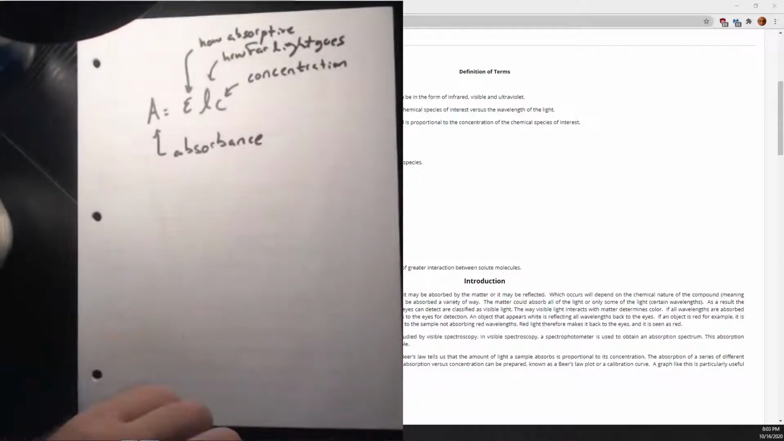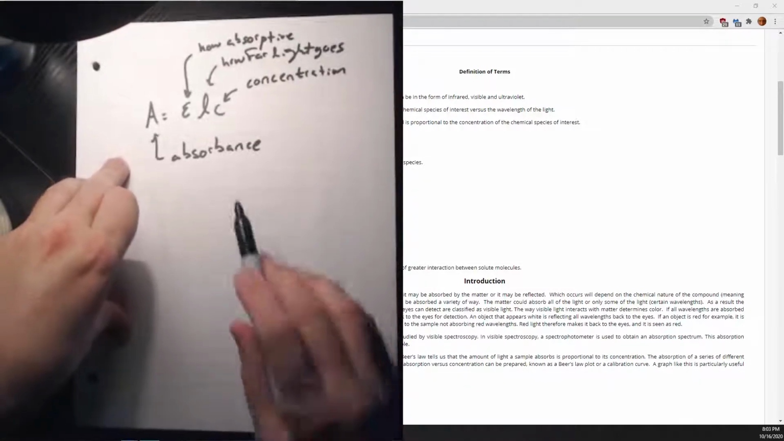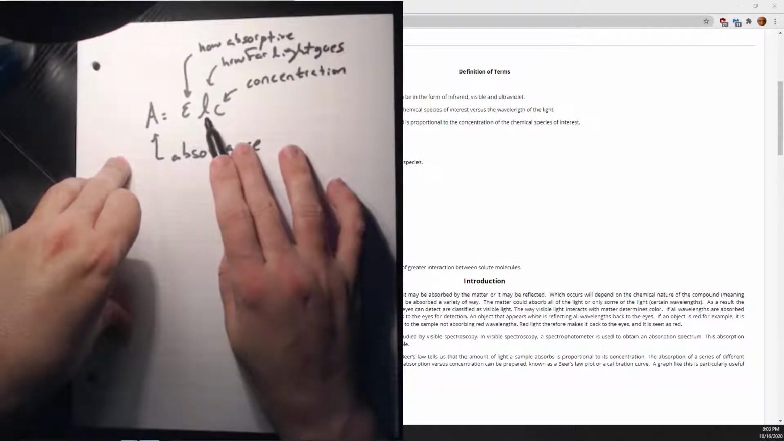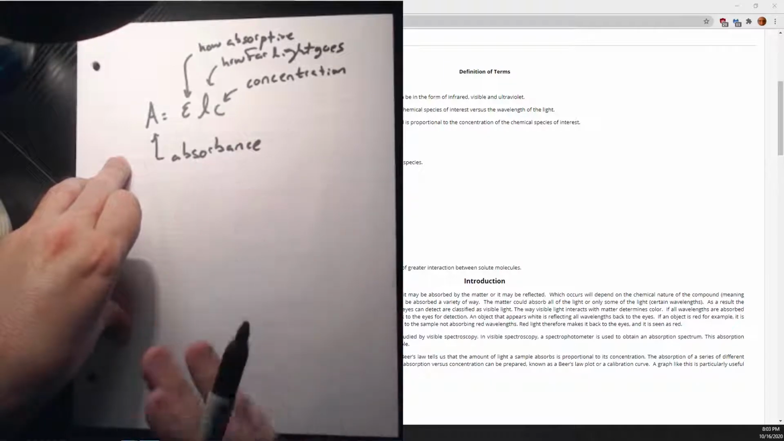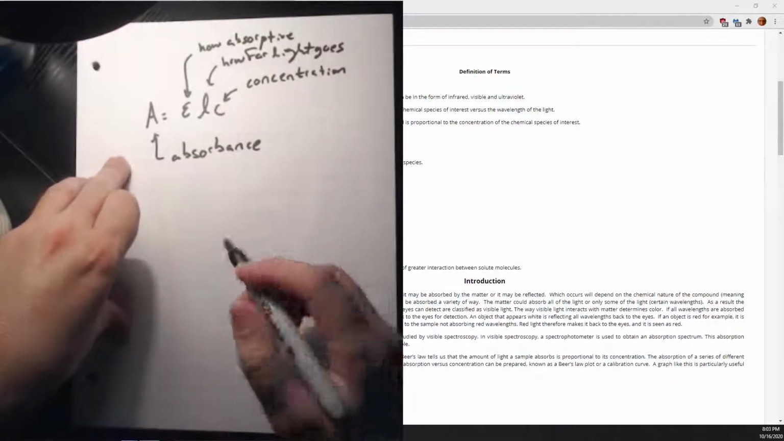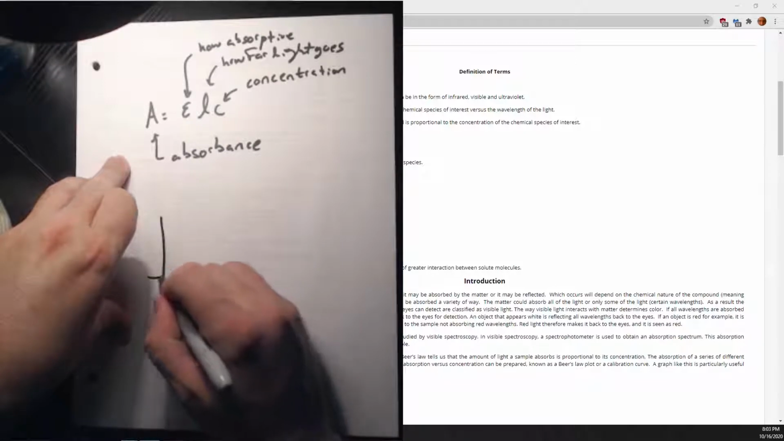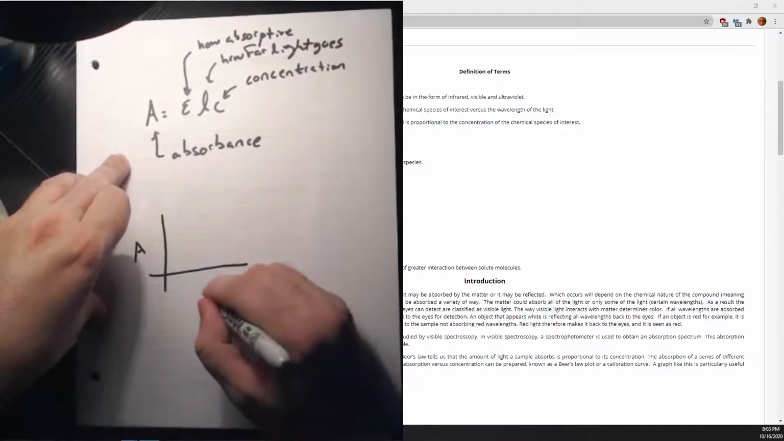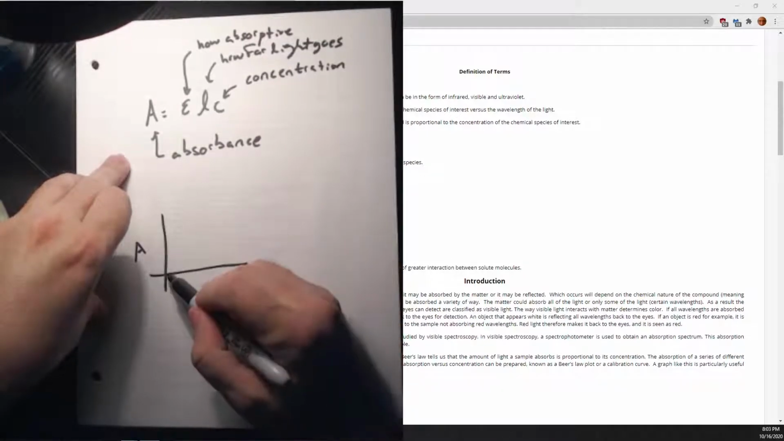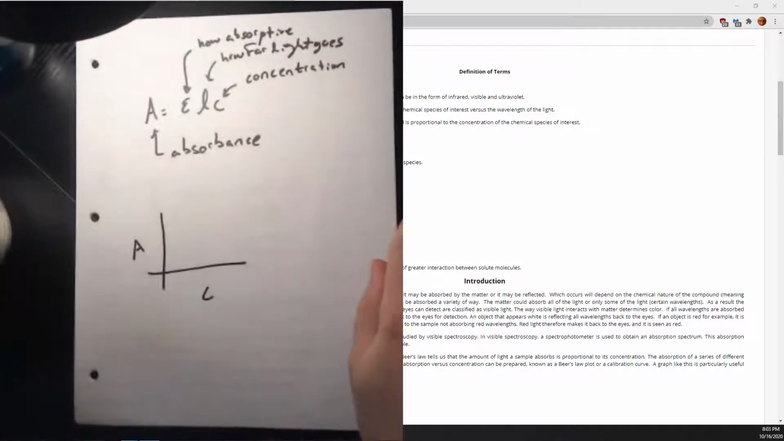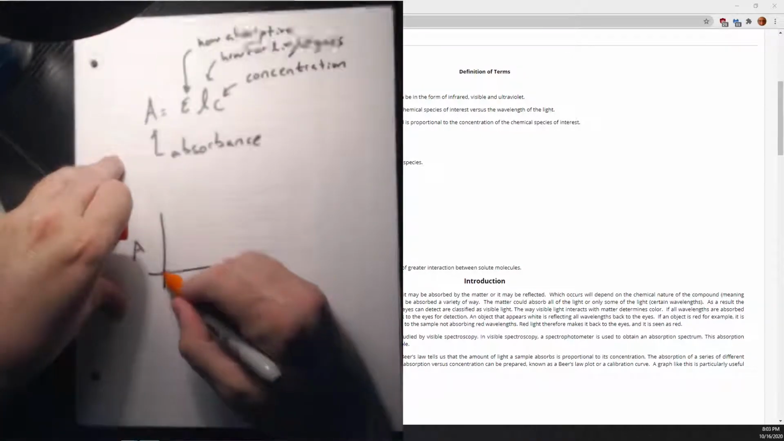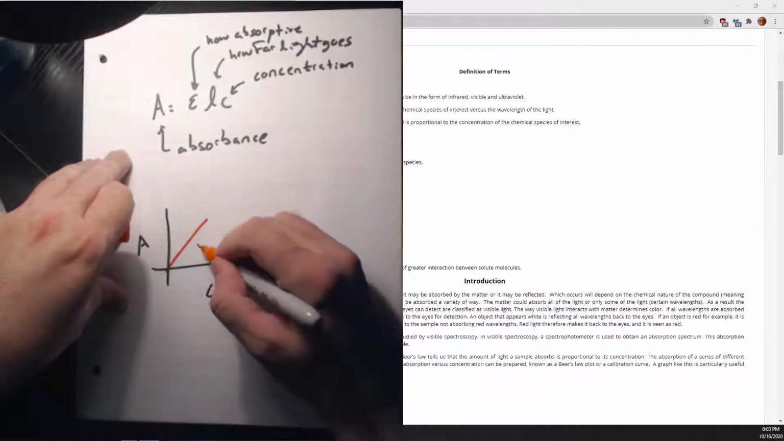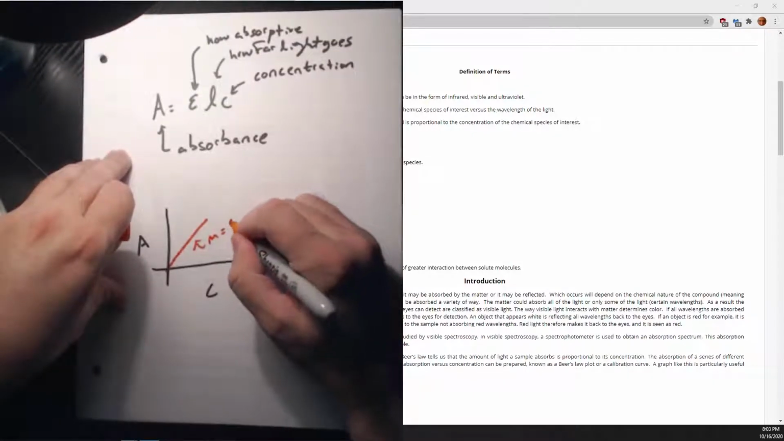And the great thing about it is that it's straightforwardly linear. If you keep epsilon constant by only looking at the one substance, and you keep L constant by setting it up so that you're always passing it through the same amount of liquid, then you just get a nice straight line where you graph absorbance on the y-axis and concentration on the x-axis, and you can get a nice straight line at low concentrations, where the slope of that line is epsilon L.